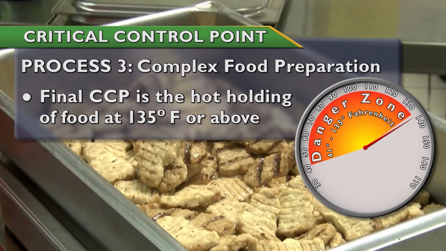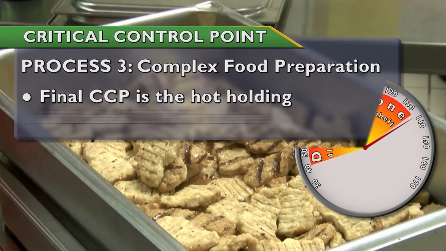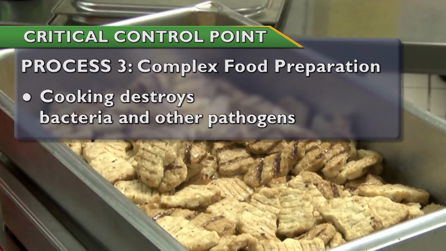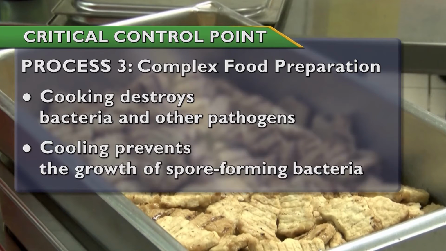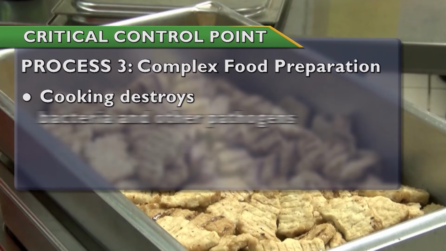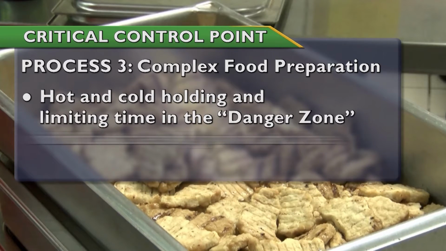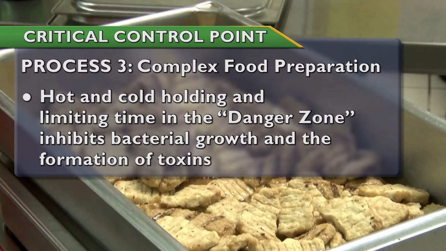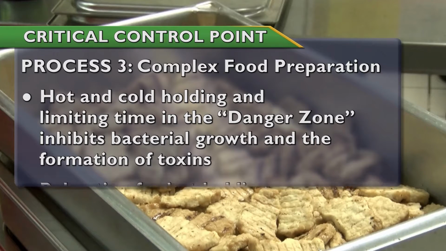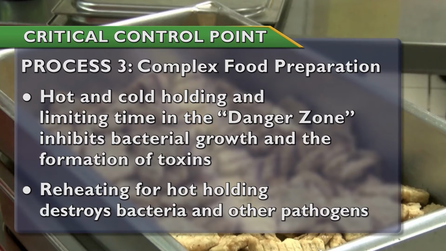In the CCPs of process 3, complex food preparation, cooking destroys bacteria and other pathogens. Cooling prevents the growth of spore-forming bacteria. Hot and cold holding and limiting time in the danger zone inhibits bacterial growth and the formation of toxins. Reheating for hot holding destroys bacteria and other pathogens.